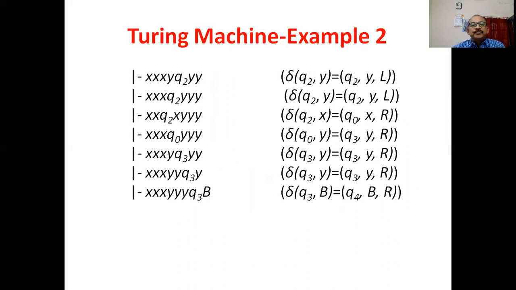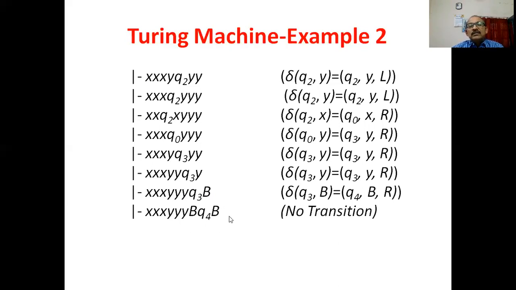Here you can see the machine in state Q3. Input is B. B means a blank symbol. The corresponding instruction given at this place is Q3, B, then it moves to Q4, replaces this blank symbol by blank, and moves in the right direction. Means B, Q4, B, moves right.